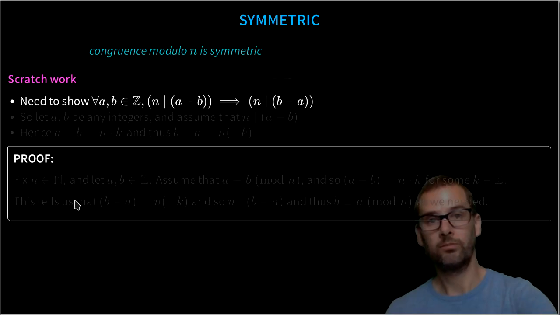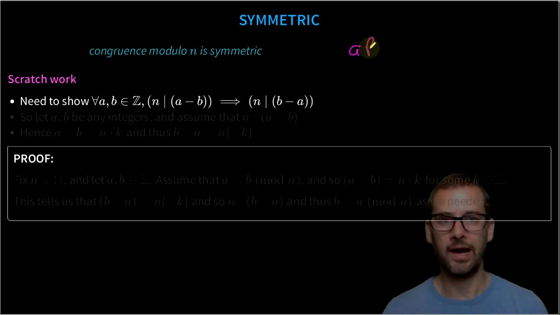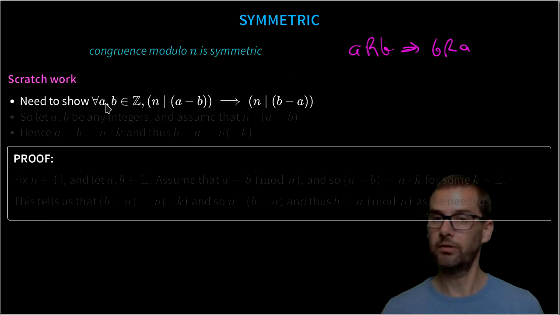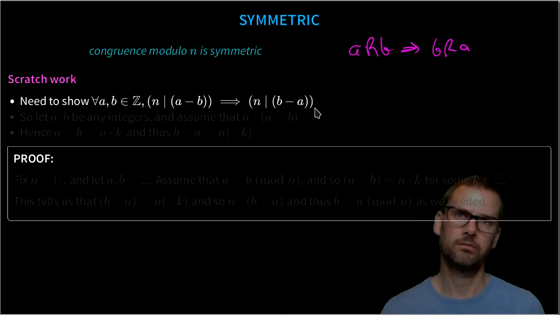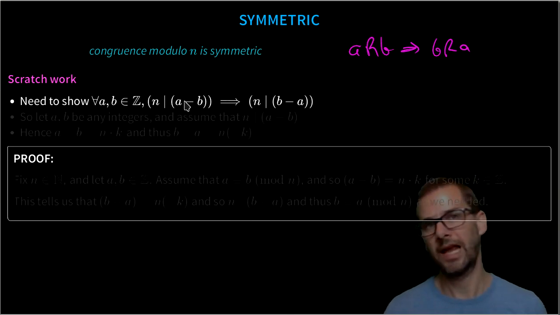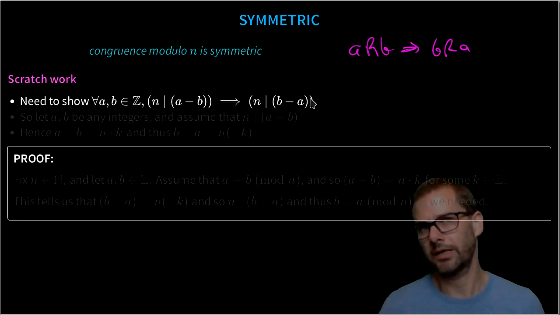Okay. Moving on to symmetric, what do we need to show? Again, we have to remember our definition of symmetric. It basically is that A R B implies B R A for any pair A, B. So we need to show for all A and B and n, if n divides A minus B, because that's what congruent modulo n means, then n divides B minus A. This is actually pretty easy, because this just tells you that A minus B is n times something. Well, then B minus A is n times minus that something.